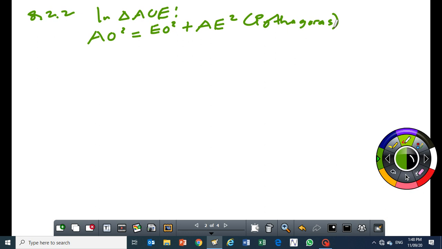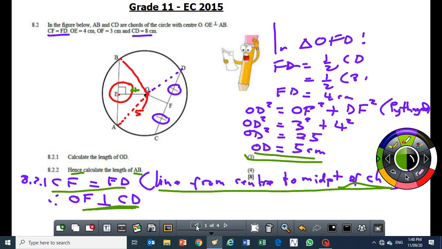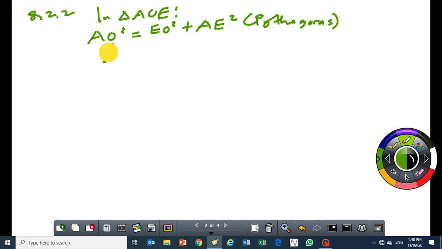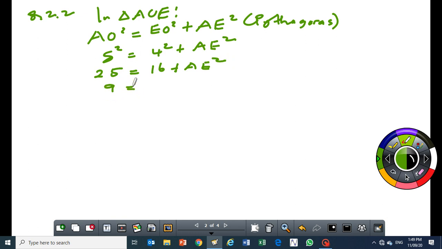So, what is my AO? My AO is 5. So I'll put 5 squared here. My EO is 4 squared. I want to get AE first. So this gives me 25, and that gives me 16. If I take that away, I'll get 9 equal to AE squared. So AE is going to be 3 centimeters. Okay? Right? Now I found AE.